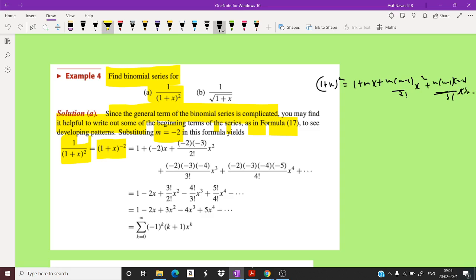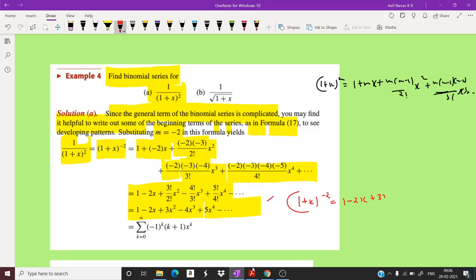So here we will apply it: 1 plus minus 2x plus minus 2 into minus 3 by 2 factorial x square plus minus 2 into minus 3 into minus 4 by 3 factorial x cube, and so on. If you simplify this, you will get the answer as 1 minus 2x plus 3x square minus 4x cube plus and so on. So this is a very important binomial series: 1 plus x all raised to minus 2 is always equal to 1 minus 2x plus 3x square minus 4x cube plus and so on.